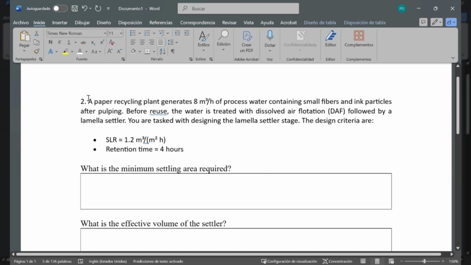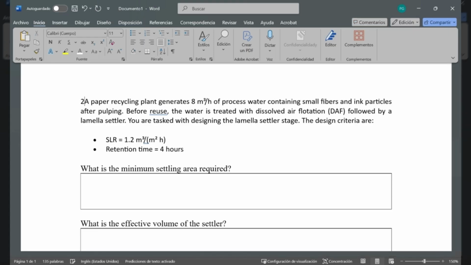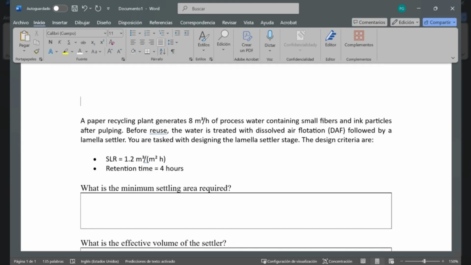Okay, hello everyone. As I said during last class, today we're going to do two exercises, but with this first video, we're going to do a video on settling basins, or settlers, or settling chambers.